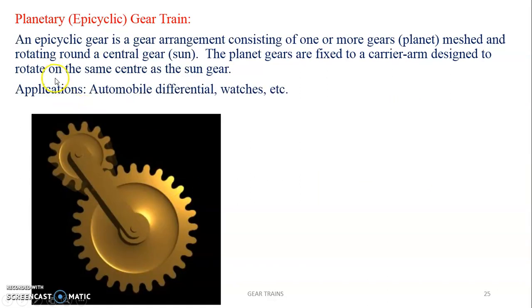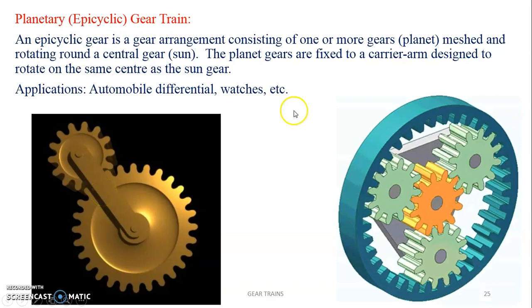Also, an epicyclic gear train. An epicyclic gear train is a gear arrangement consisting of one or more gears meshed around a central gear, the sun. The planet gears are fixed to a carrier arm designed to rotate on the same center as the sun gear. The applications could be an automobile differential, watches, etc. What it says is, in this arrangement, we know that the central gear is known as the sun, and the gears that rotate around it are known as planets. And the planet gears are held together by something known as a carrier arm or an arm.